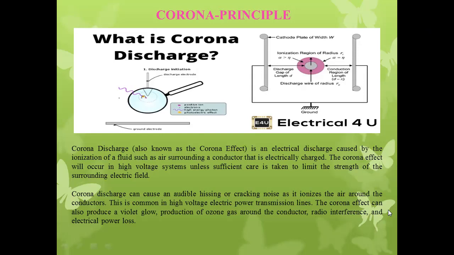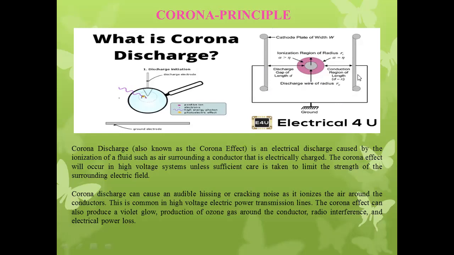Because of the ionization of the air surrounding the conductors, it is going to conduct electrical current through it. In order to study the principle of corona discharge, we have to imagine that we have a conductor, having the ionization region, which is represented by the purple color, and these are the two cathode plates present over here.